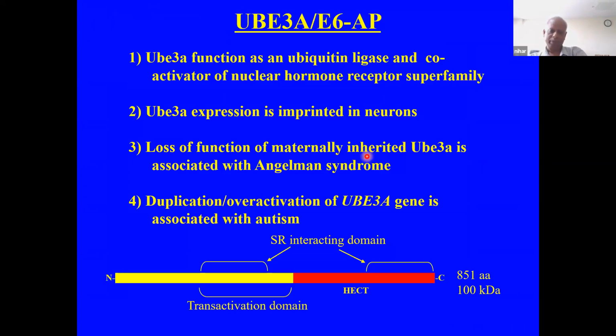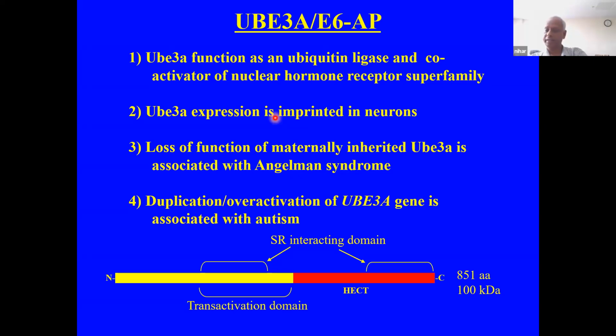Before coming to that, I just want to mention some interesting aspects of Ube3a. Like I already told you, Ube3a functions as an ubiquitin ligase, right? Other than that, it also works as a co-activator of nuclear hormone receptor. But it has a unique aspect: the expression of this gene, Ube3a, is imprinted specifically in the neuron.